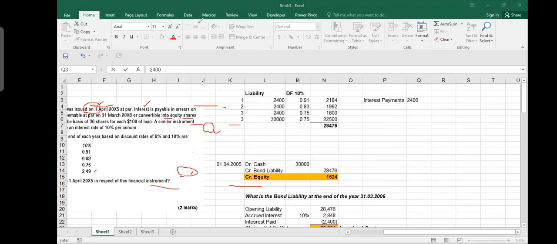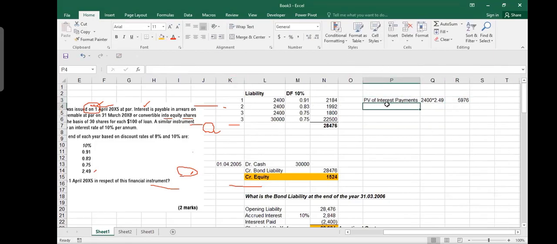They already have told you it is 2.49. So this 2.4 is an annuity, and I'm going to find the present value of the annuity. So 2.4 million multiplied by 2.49. I just put it here, the present value of interest payments. Let me call it PV of interest payment. And then I would say PV of principal. This principal amount which you have to return is 30 million. How much is that present value?